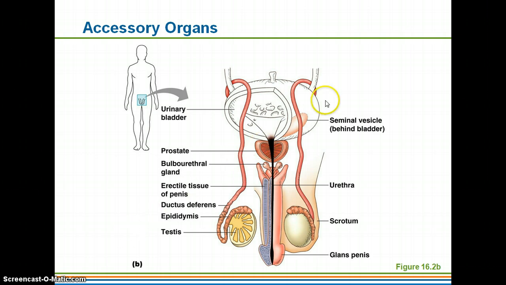So here we have the seminal vesicle. You'll see it's hiding back there behind the urinary bladder. Then we have the prostate, which does completely surround the urethra, which is why men who have enlarged prostates have issues going to the restroom. And then the bulbourethral glands are going to be right here.